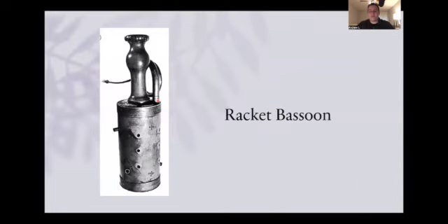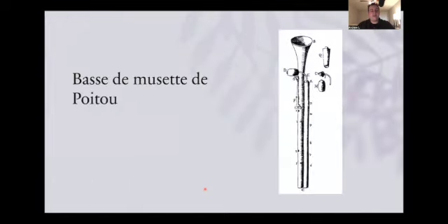Another thing about the racket bassoon is that it was used in choir school chants in France, which would be a kind of religious school. Again, yet another liturgical chant context for bassoons and bassoon-like instruments. This is something that we'll be keeping track of for the historical outline assignment, and also to just remember.